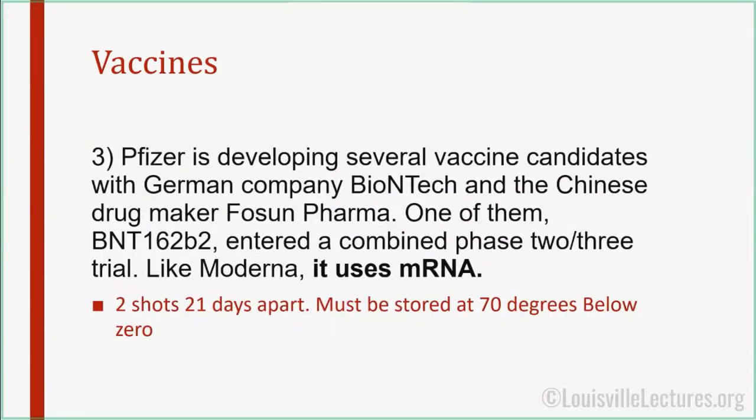Pfizer also has a messenger RNA vaccine, and the Pfizer vaccine works the exact same way as Moderna and the other RNA vaccines. The thing about the Pfizer is two shots, but they are 21 days apart. A major logistical point that's still being worked out is that the Pfizer vaccine has to be stored in some type of storage container that has to be maintained at 70 degrees below zero centigrade.